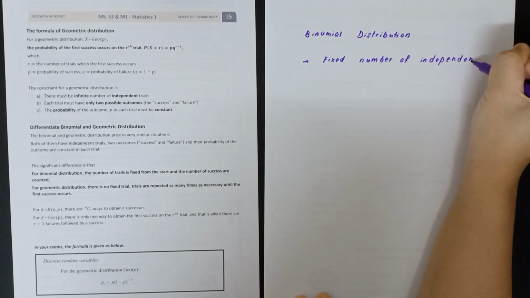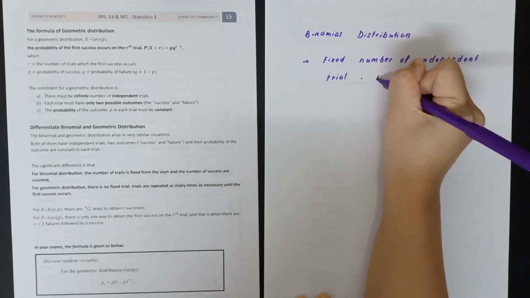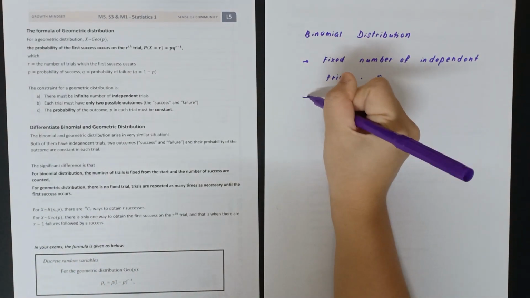So this number, if we try to put in your formula, what is that? Is your n. Yeah. So for every time when you carry out the experiment, you must have a fixed number n. Meaning how many times I tried, and out of how many times I got how many successes. Okay, then after that, what's your second one?